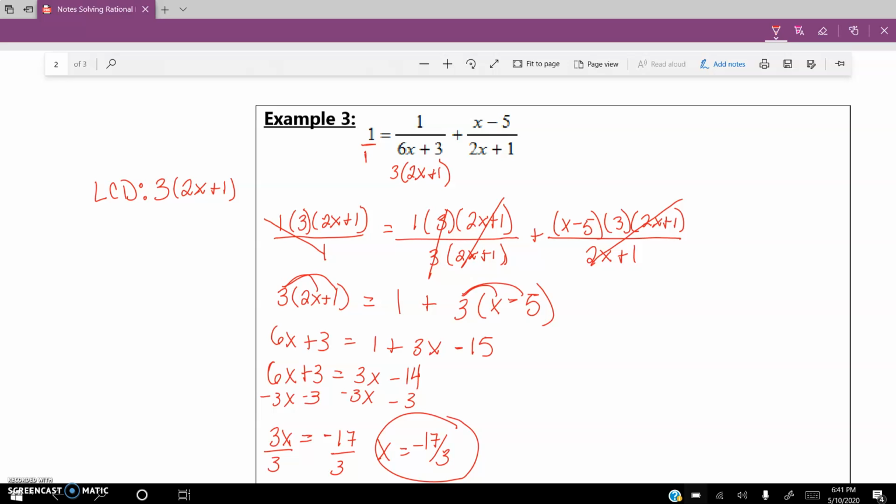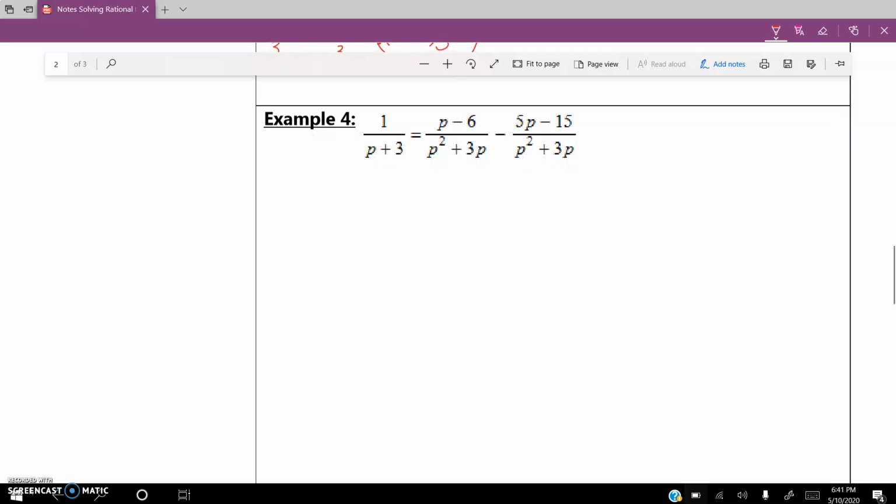Don't forget, double check. What are my no solutions? 2x plus 1 equals 0. So I'm not allowed to have negative 1/2 for a solution. Negative 17 over 3 is not the same thing, so I'm okay.